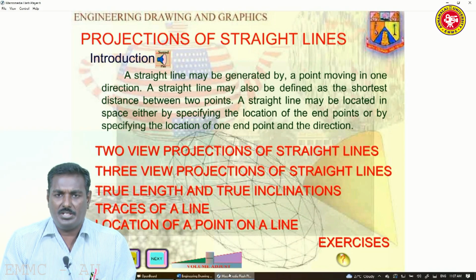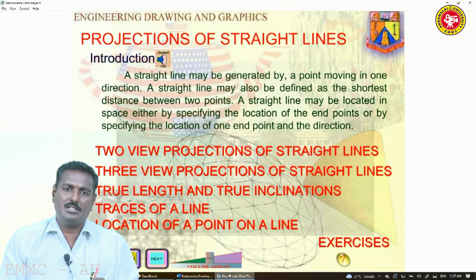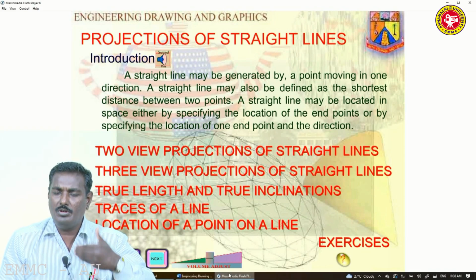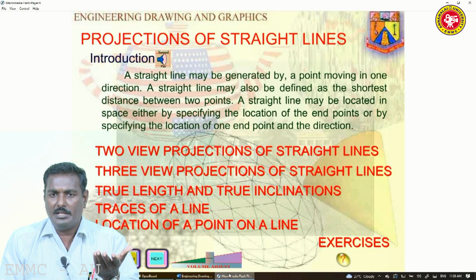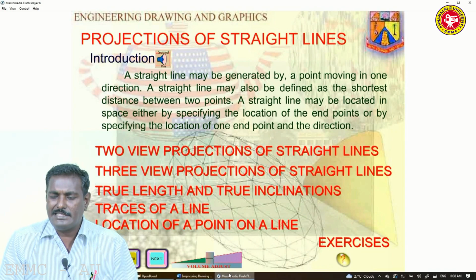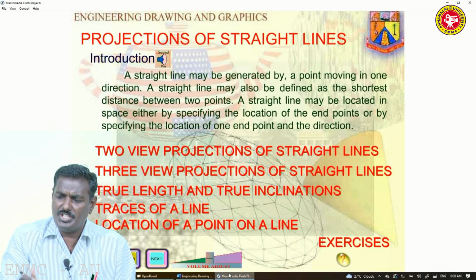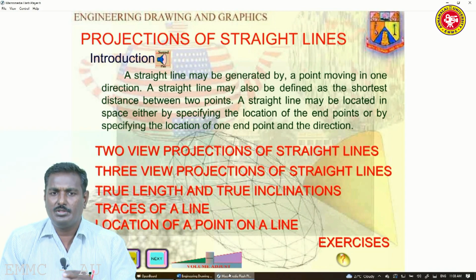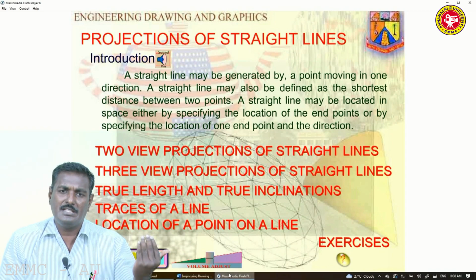But what about projection? In projection we are looking at different views. As I already stated in previous sessions, projection is a view from the front or back, right or left, top or bottom. That is the concept of projections. Here, in the two-view projection of straight lines, we look at only two views, either front and top, or three views, with the end elevation, which means the side view.